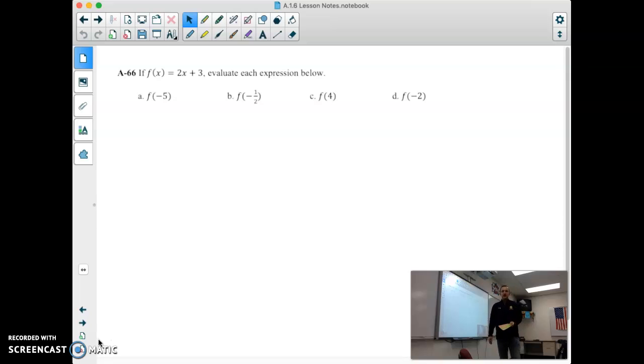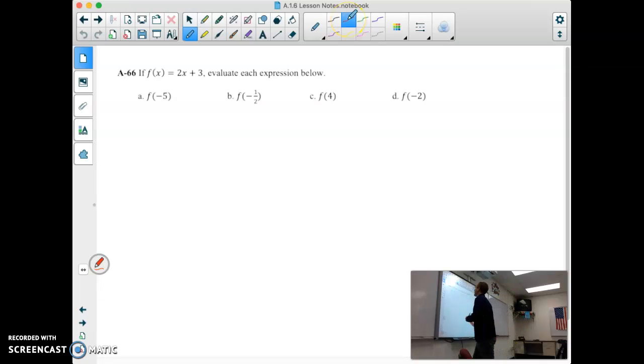One other thing I want to touch on is A66 from last night's homework. Something that we've been struggling a little bit with, and that's just plugging in different values into a function, especially in our function notation. So I'm going to walk through this one with everybody, and then that's what our video is going to be today. So let's take a look at A66.